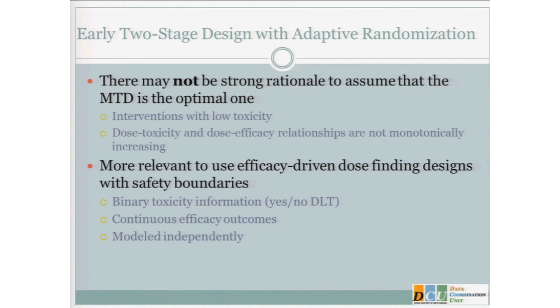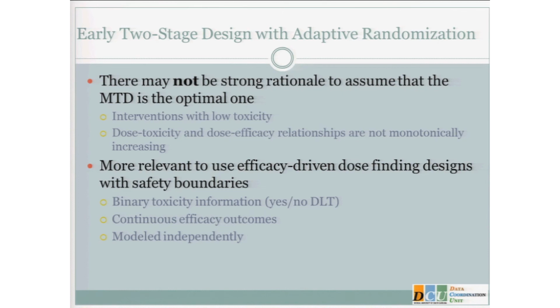We know that there are some interventions that just have inherently low toxicity. We also know that there are some interventions where those curves that I showed you, which looked very nice and were strictly increasing, may not actually be increasing. They may look like some of the curves that Christy showed, which are U-shaped, and you're trying to figure out where that maximum in the curve is. In those cases, it's more relevant to base the design on efficacy and just keep safety boundaries in mind.